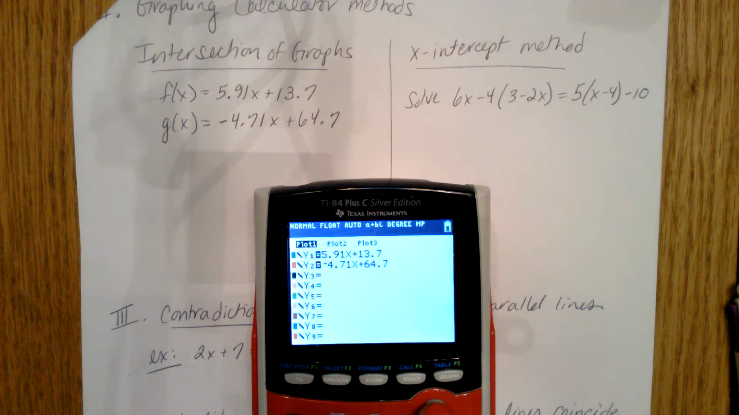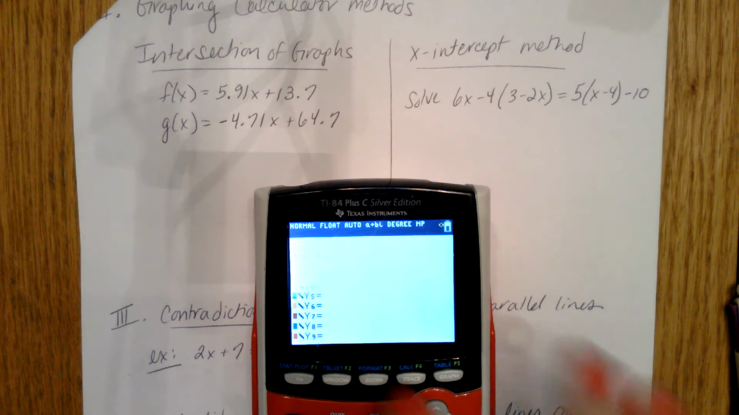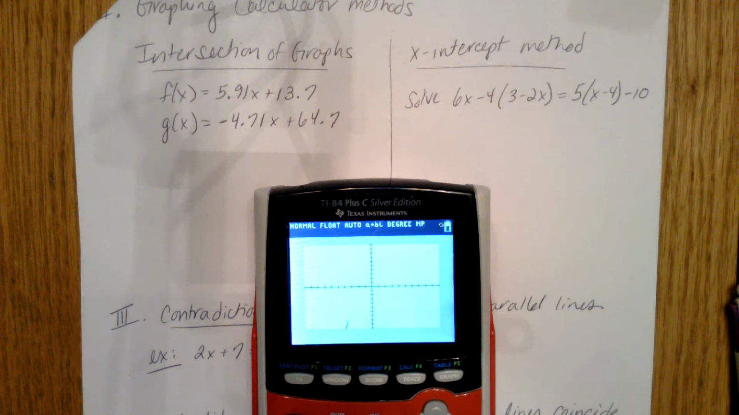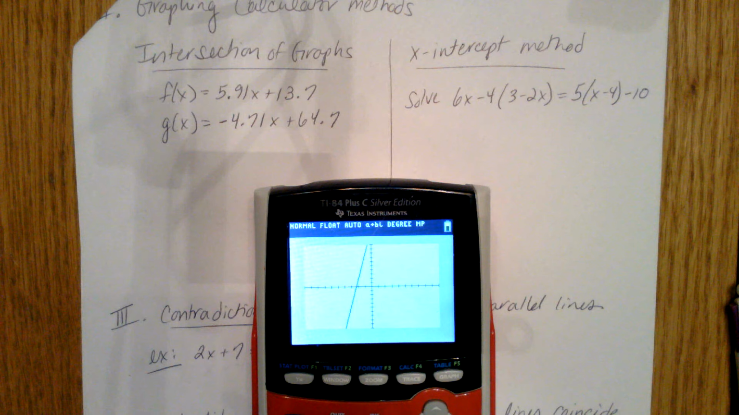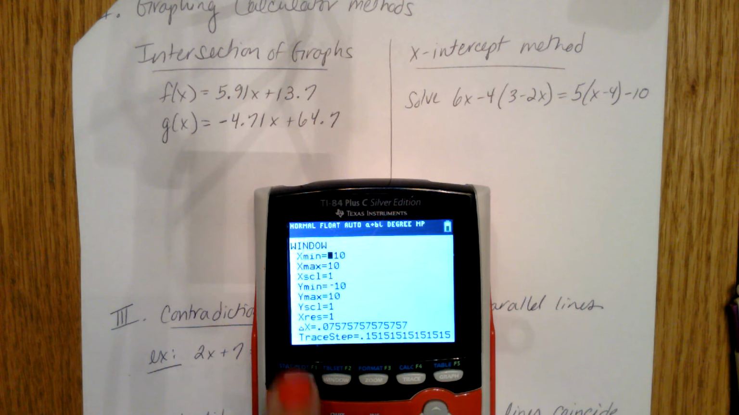Now, if your plot one is on, just go up to it, hit enter. What that does is it turns it off. And now we're just going to go to our basic viewing window, which is Zoom 6. And we're going to look to see where they intersect. Okay, so as you can see, they're outside the window. So what I'm going to want to do is change my window. So let's see if I can change my window to something higher.